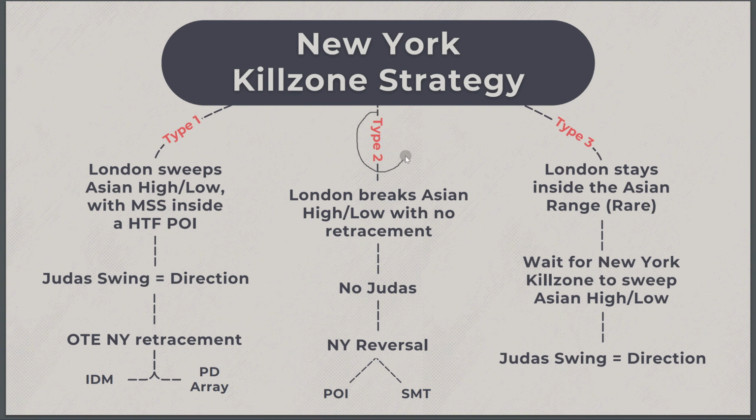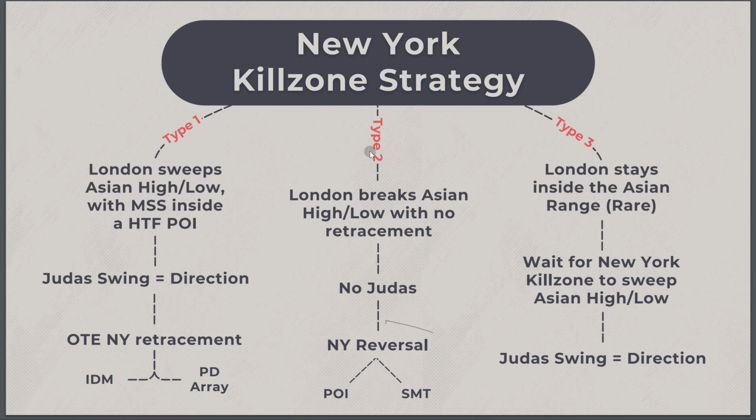Now type 2 is going to be a little bit different. We're not going to have a sweep and then price coming back with a market session shift and then a Judas swing confirming the direction. No, it's going to be a little different. So we have the Asian session, and then price just goes below it. So it's a breakout and then just continuing in that direction. So London breaks Asian high or low with no retracement, which means that we have no Judas swing, which leads to, instead of a retracement and a continuation, a New York reversal.